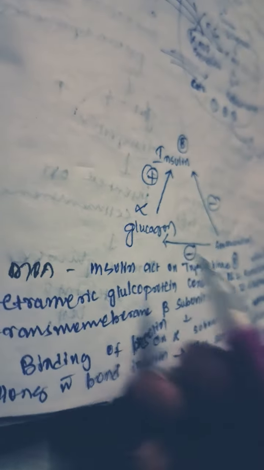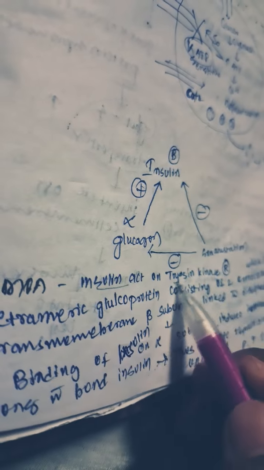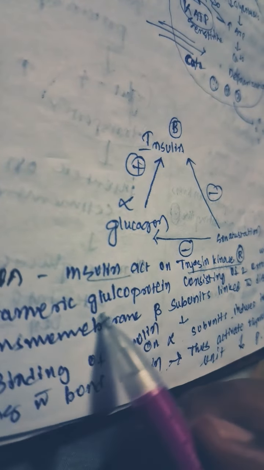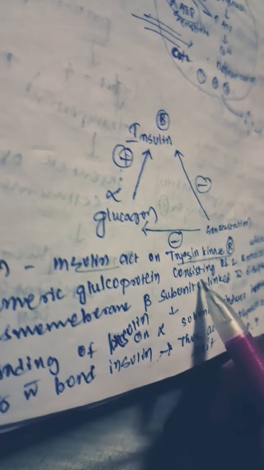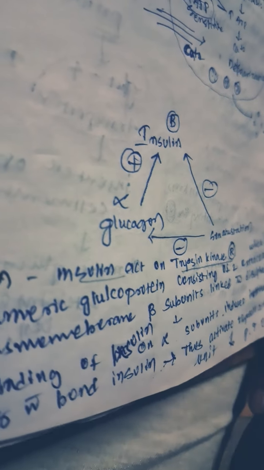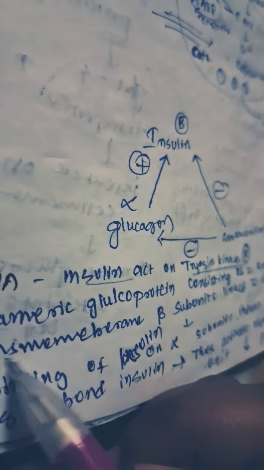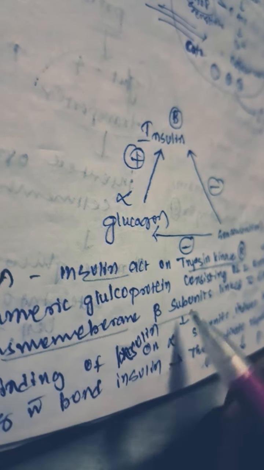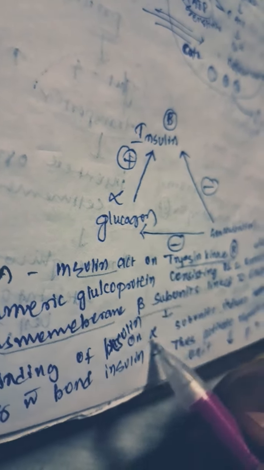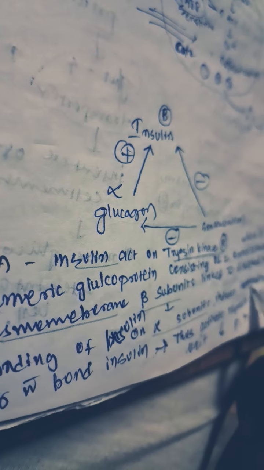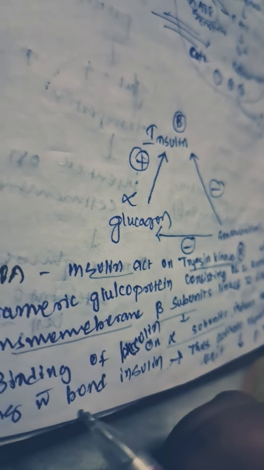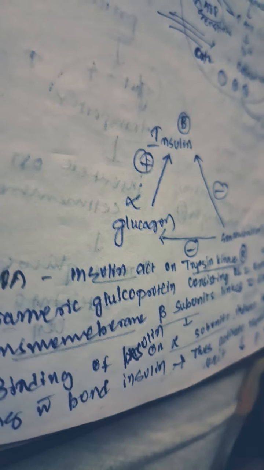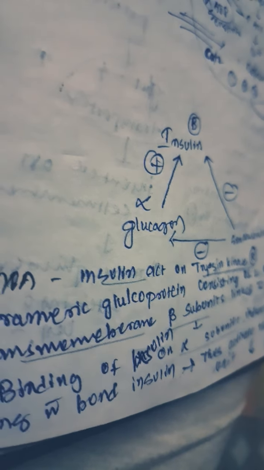Mechanism of action of insulin. Insulin acts on the tyrosine kinase receptor, which is a heterotetrameric glycoprotein consisting of two extracellular alpha and two transmembrane beta subunits linked with disulfide bonds. Binding of insulin on the alpha subunit induces internalization of the receptor along with the bound insulin. This thus activates the tyrosine kinase activity of the beta subunit.